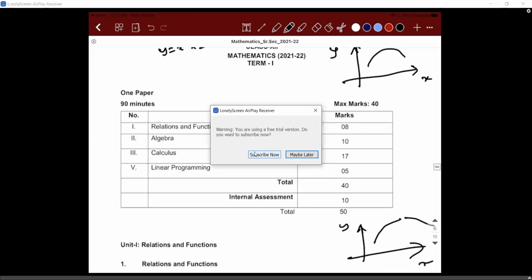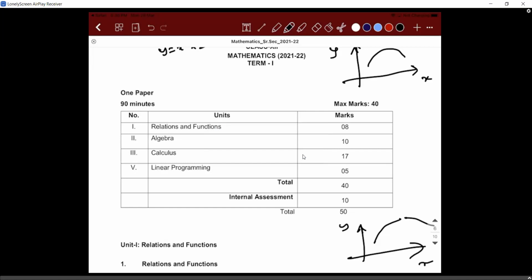Then we have integration and applications of integrals. And the last one is differential equations. If I have to tell you what a simple differential equation is, you guys have already seen it in physics itself.